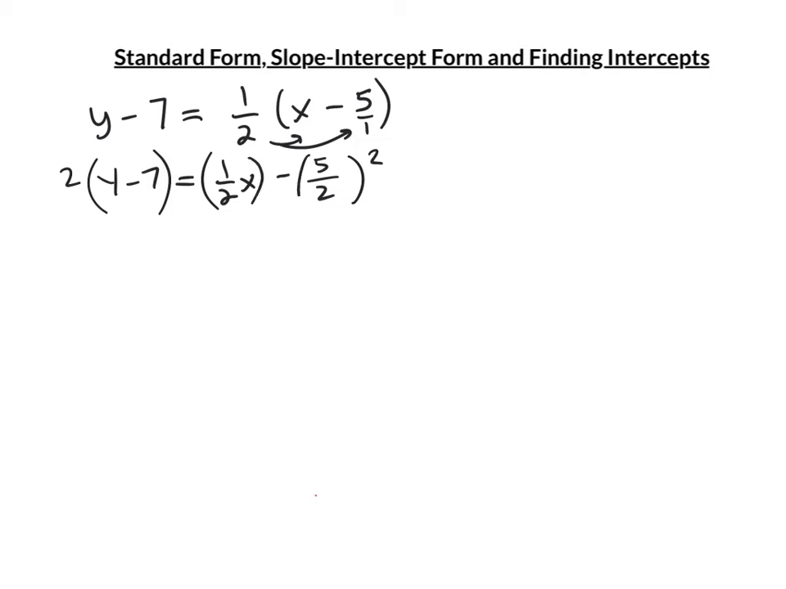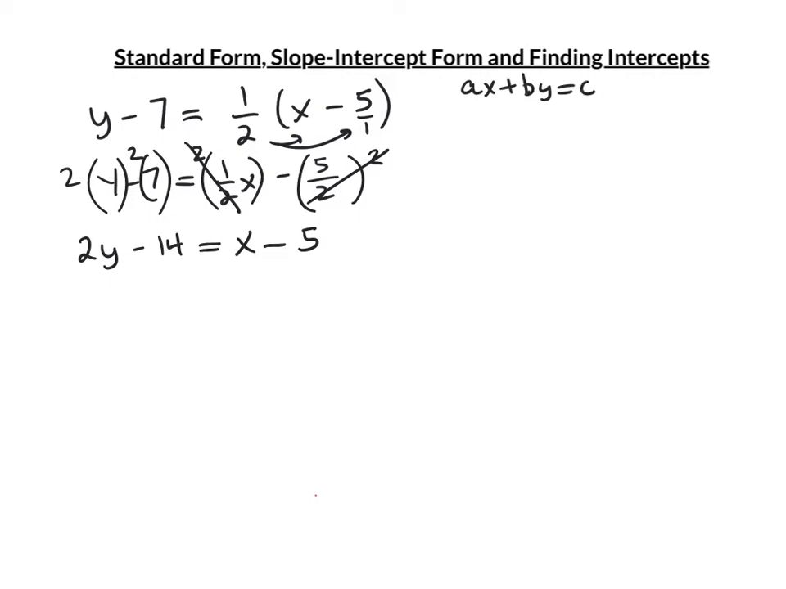I'm going to have to distribute on both sides. I'll take a 2, and over here I'll distribute and multiply by 2, and I get 2y minus 14 equals, the 2's cancel, x minus, and the 2's cancel, 5. Now I'm looking for ax plus by equals c. I got rid of fractions.